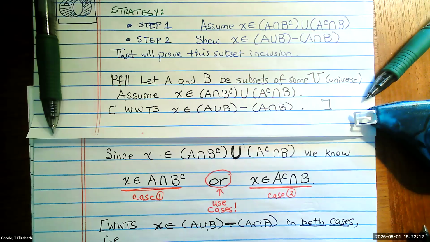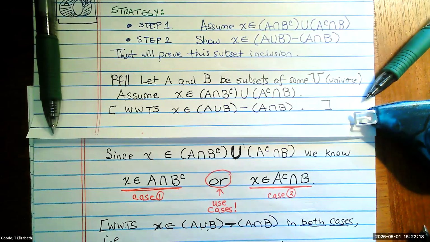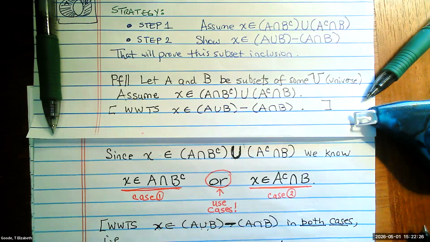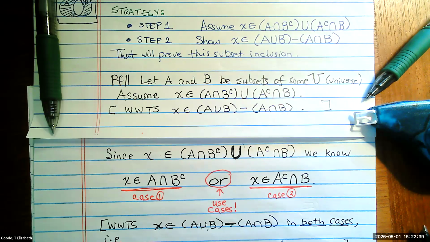You know this. That X is not an element of A intersect B. X is not an element of A intersect B. Correct. All right. So X does belong to A union B, but does not belong to A intersect B.